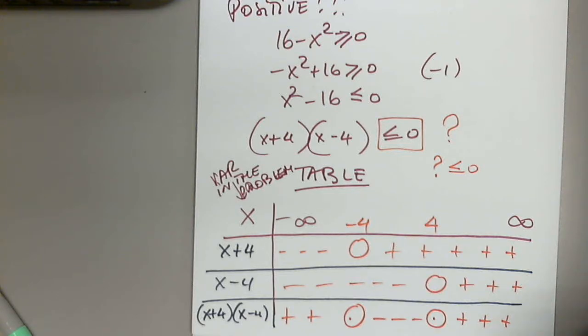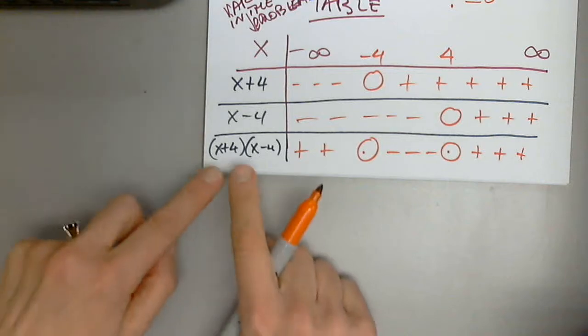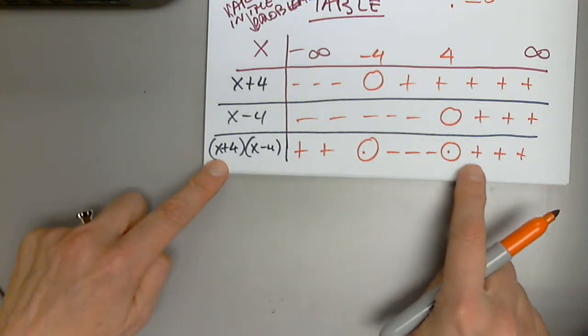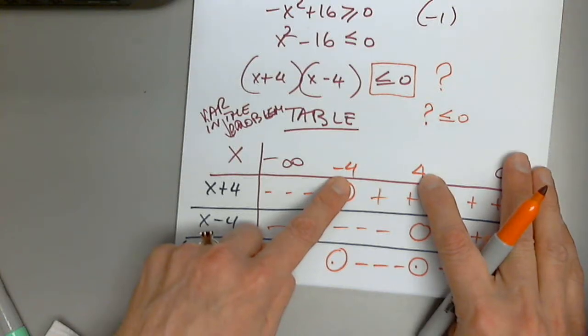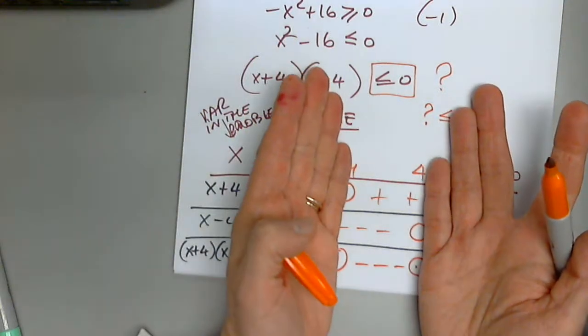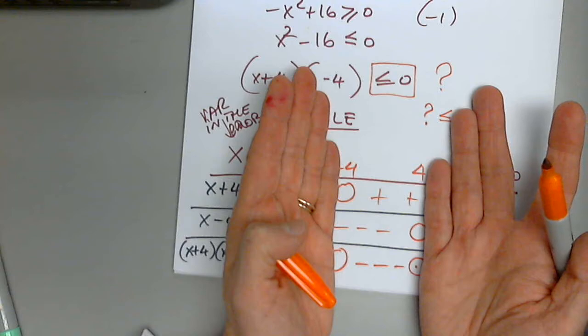Which of the 2 signs that we have, which number will be less than or equal to 0? A positive number or a negative number? Good. So let's take a look. Is this product ever negative? Yes. For which x values is it negative? What do you think this is for the function? Exactly.